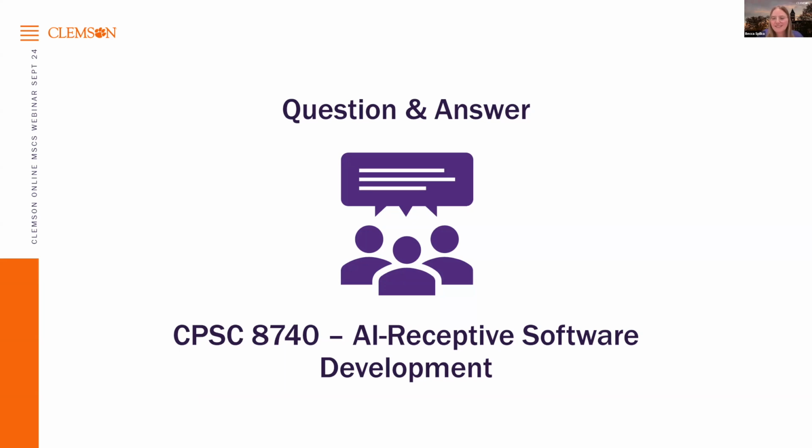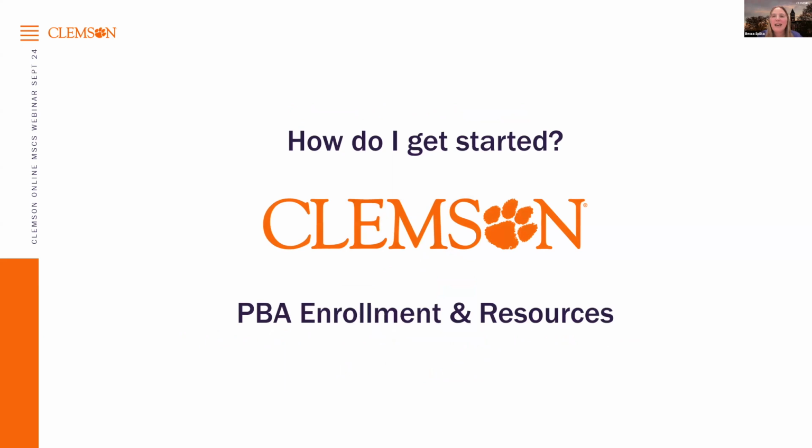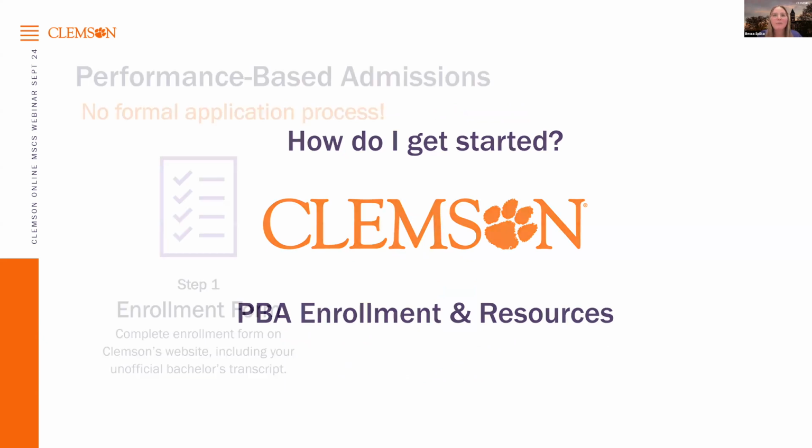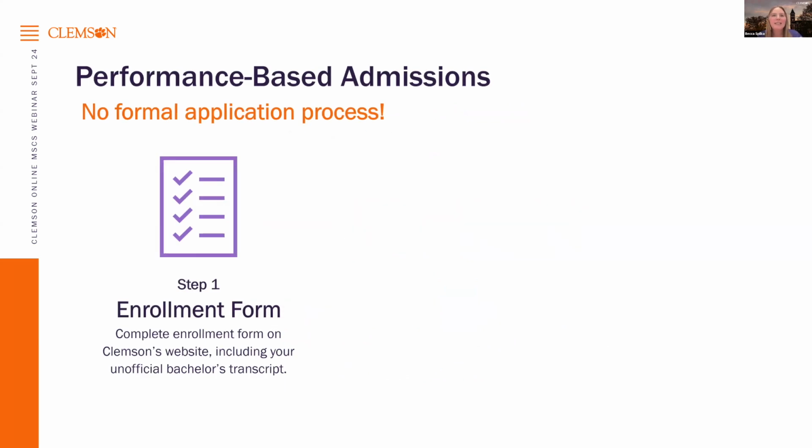So let's say all that sounds super great. How do you get started? What does that PBA enrollment process look like? The first step is just to do the enrollment form. The enrollment form is really only going to ask you for some super simple information, just so we know where your undergraduate program is from and things like that.